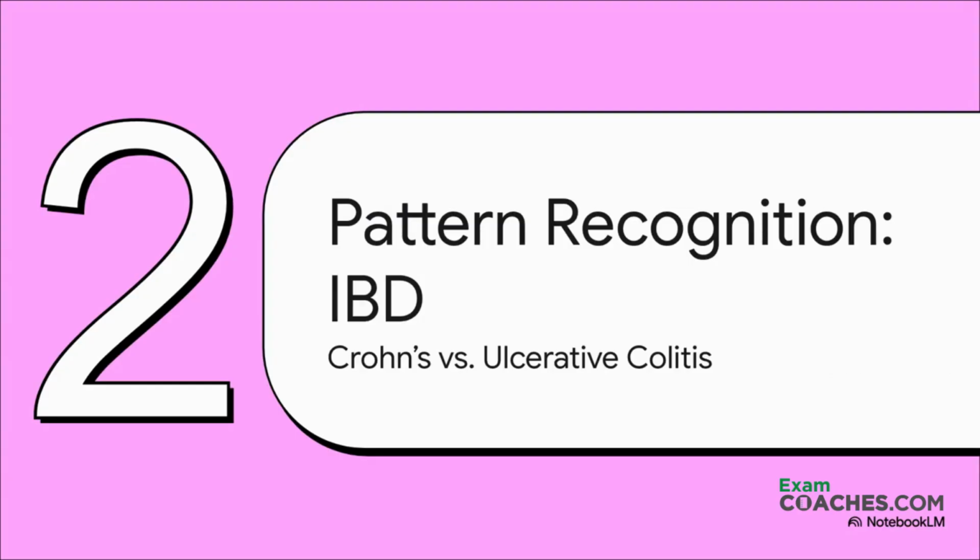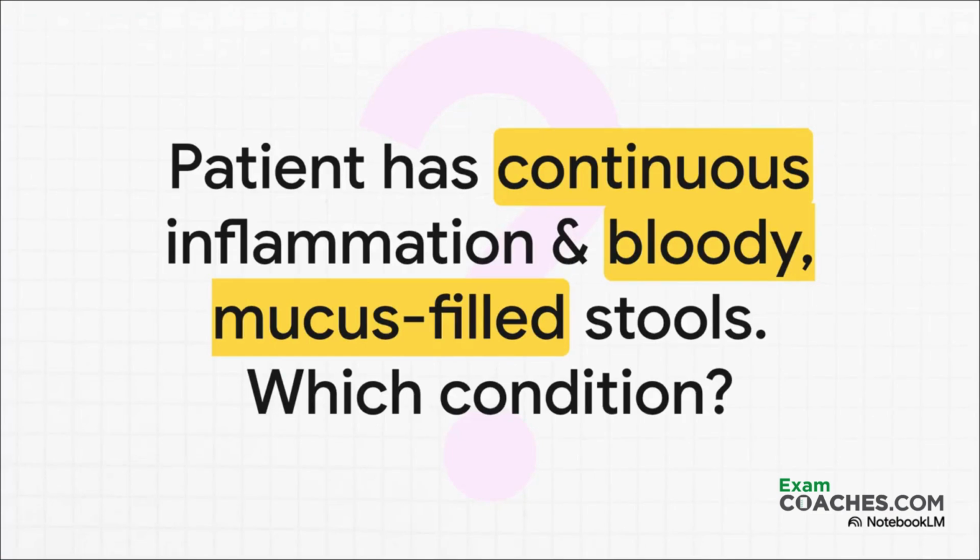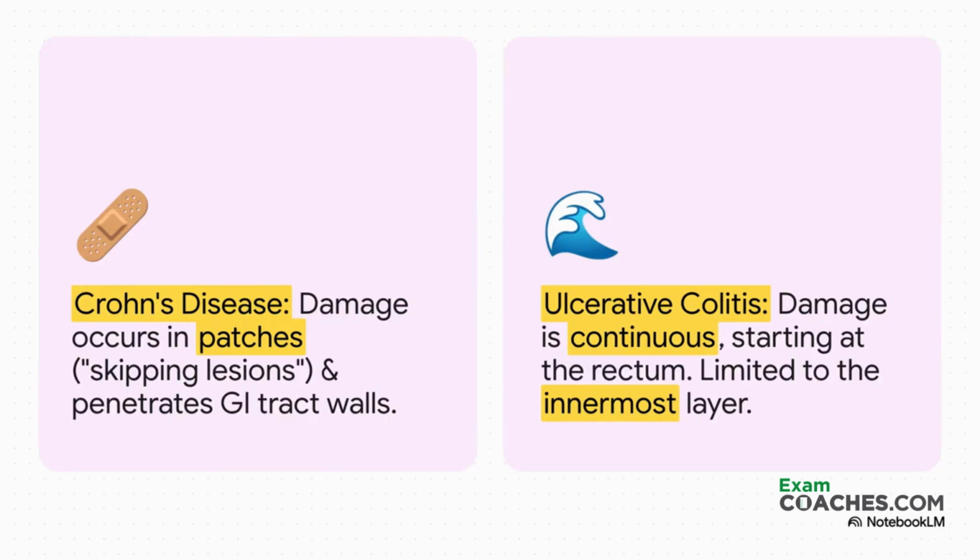All right, next up, pattern recognition with IBD. Let's dig into distinguishing Crohn's disease versus ulcerative colitis. Okay, let's try another one. A patient comes in with, listen closely, continuous inflammation of the colon and bloody, mucus-filled stools. These aren't just random symptoms thrown at you. They're very specific puzzle pieces, a pattern that points you right to the answer if you know what you're looking for. And this is where the CSMRN way of thinking is such a game changer.